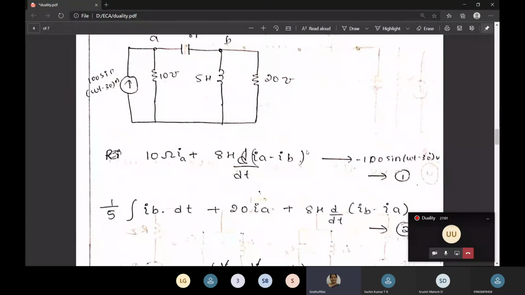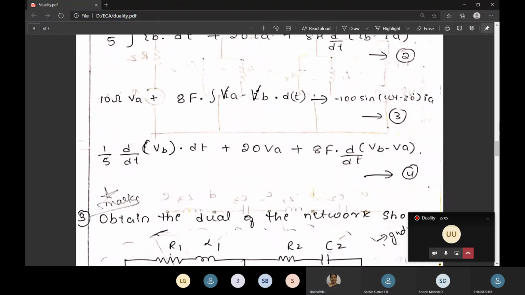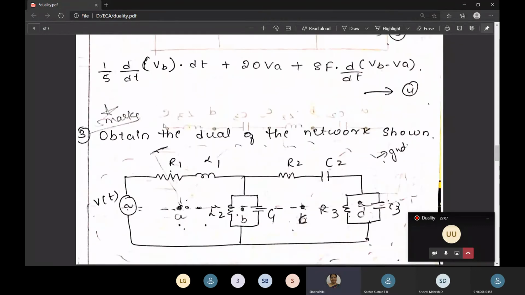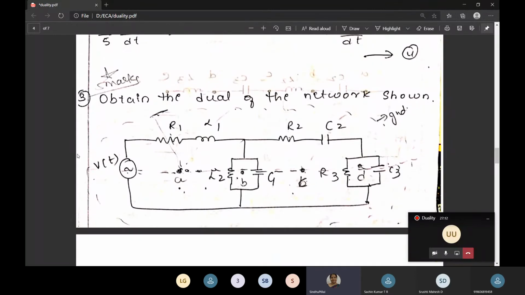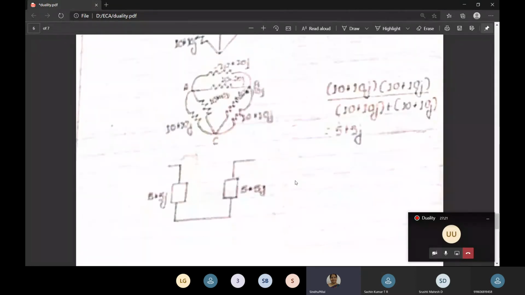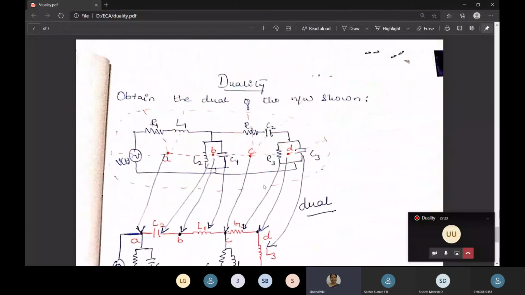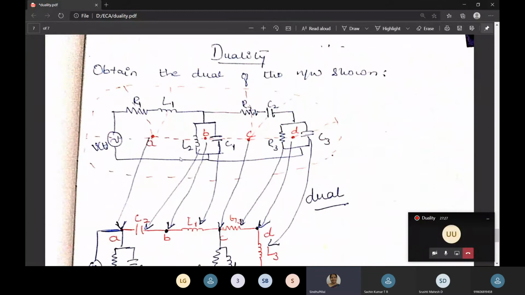As usual, write the equations. Next, this network. Obtain the dual of the network. This also we had done in the class. So how many meshes do we have here? 1, 2, 3, 4. We have 4 meshes. So we have to trace all these meshes. I will show you. We have 4 meshes here. So A, B, C, D are the 4 meshes. I have named them A, B, C and D.